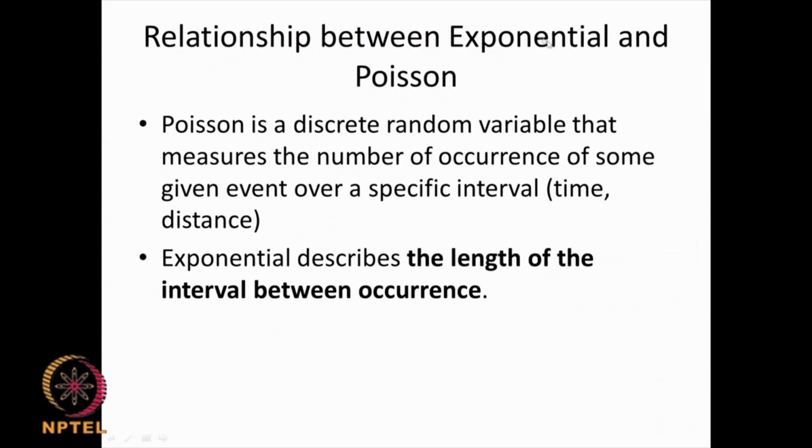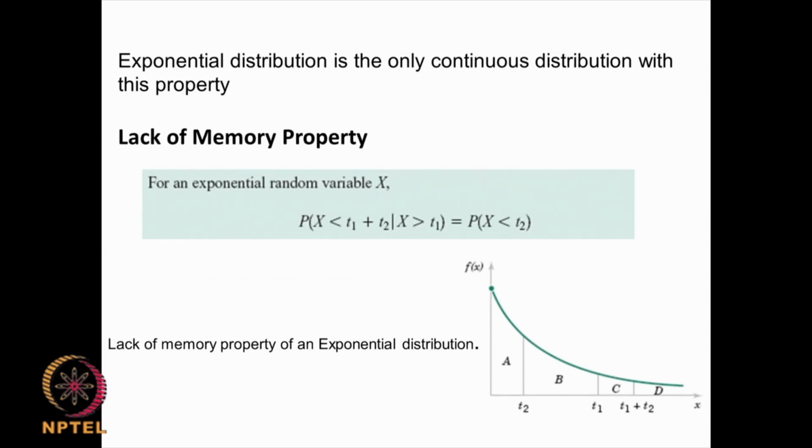Okay, so, what is the relation between exponential and Poisson? As I mentioned, Poisson is a discrete random variable that measures the number of occurrences of some event, whereas the exponential distribution gives you the length of the interval between occurrences, how long it will take for a particular event to take place, whereas the Poisson distribution tells you how many events. That is why they are interrelated. The exponential distribution is a continuous distribution and it has no memory term attached to it. That means just because an event has happened, that does not have a bearing on the next event, like road accidents, where there is no bearing at all.